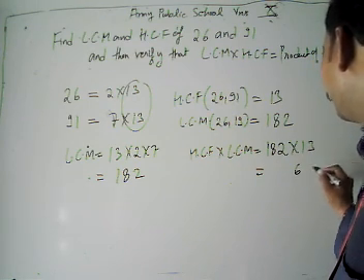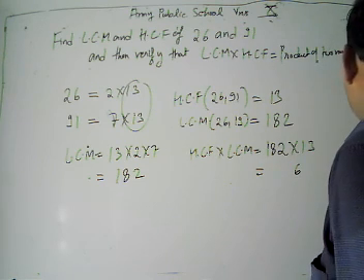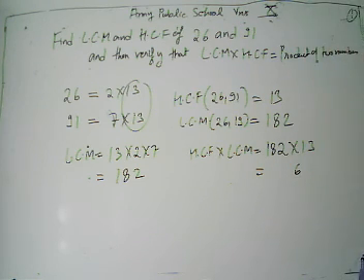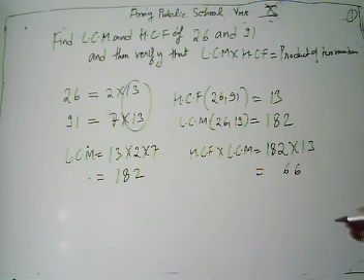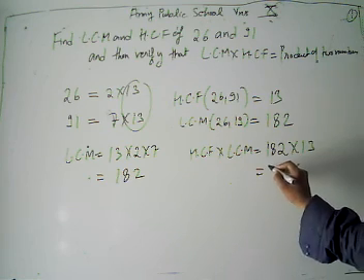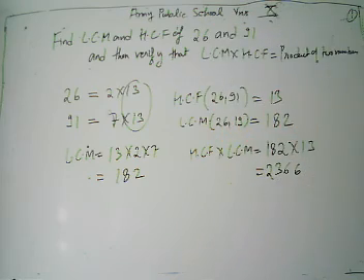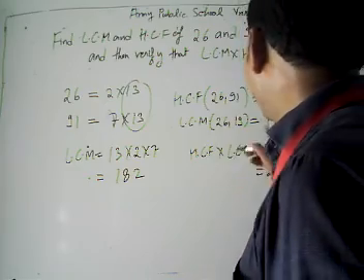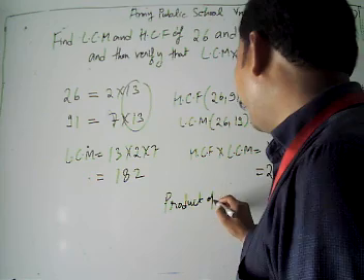13 into 2 is 26, carry 2. Then 13 into 8 is 104, plus 2 is 106, carry 10. Then 13 into 1 is 13, plus 10 is 23. Then our product, HCF into LCM, is 2366. Now we get the product of HCF into LCM. Now we are going to get the product of the numbers.